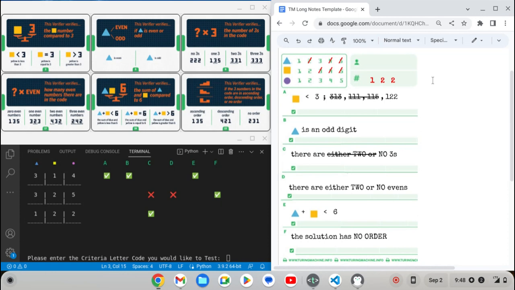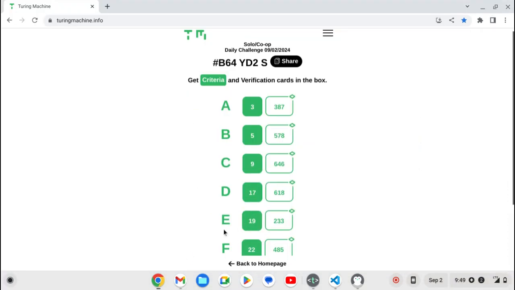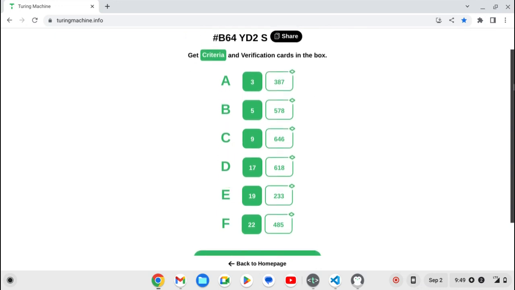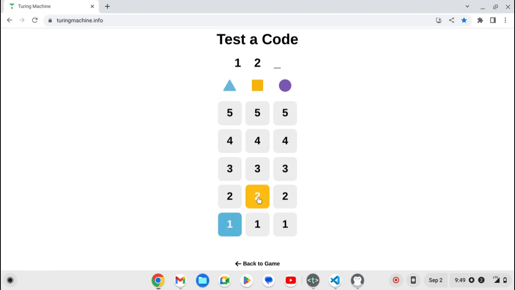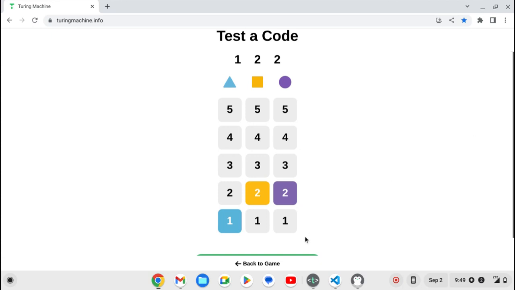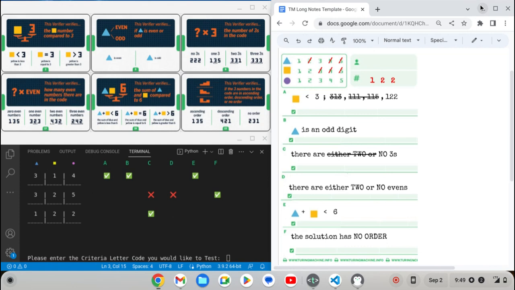Okay, well, let's go verify. And so we said 1, 2, 2. Let's see, did we get it? All right, yes, fantastic, it is. And let's see how we did versus a Turing machine. So this was an interesting puzzle. We went to 3 rounds, did a total 7 questions with 6 criteria cards. So let's see how we did.